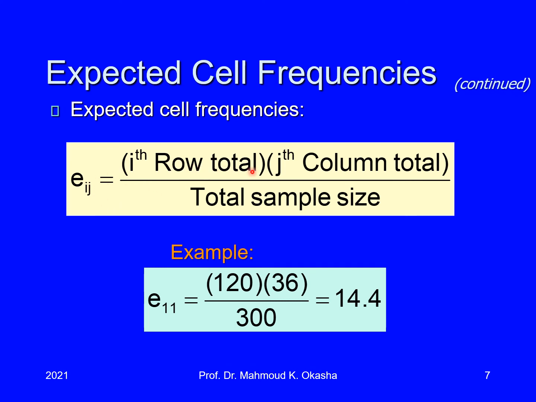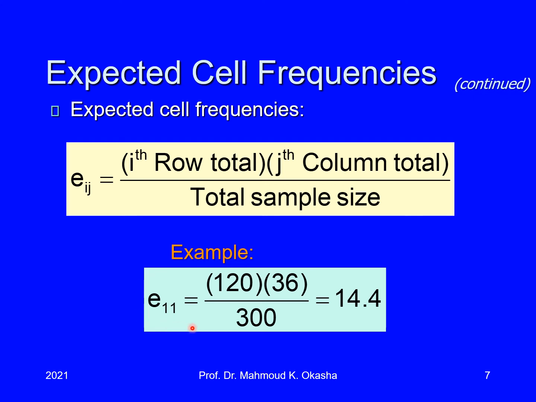We go to its row total and its column total, multiply them by each other and divide the result by the total sample size. Again, for each cell, we take the total of the rows of that cell, multiply it by the total of the columns for that cell, and divide the result by the total sample size. We get the expected value for that cell. We repeat that for all cells inside the table, but not the totals.